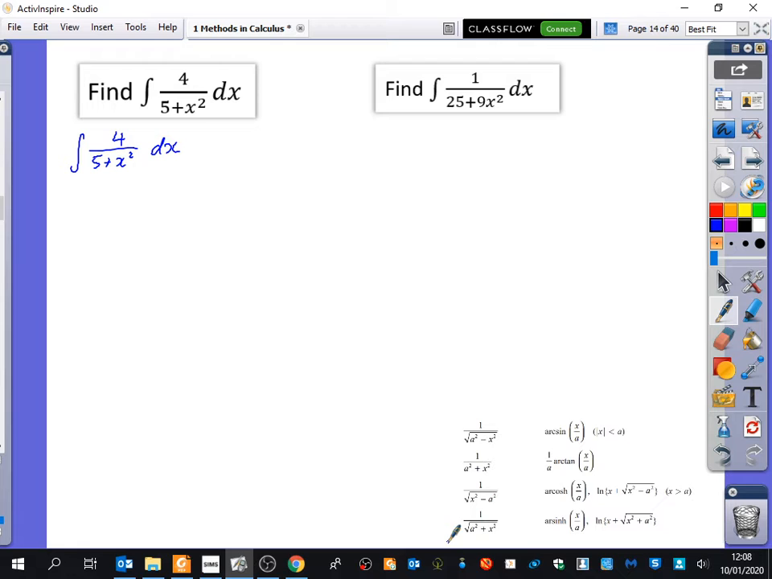Now, if you want to, which I probably would do, you can think about, if I pull the 4 out, I then get 1 over 5 plus x squared dx. I think of pulling the 4 out, but you don't have to pull the 4 out.